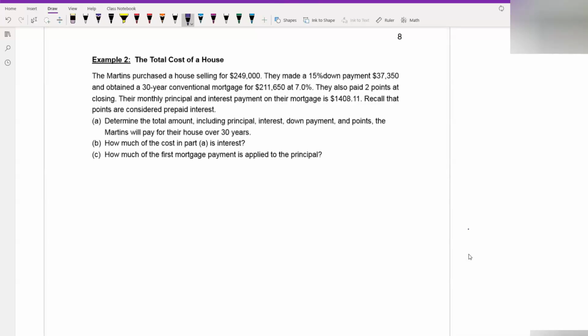So here on the spot we have they purchased house selling for $249,000. They made 15% down payment, and that was $37,350, and obtained a 30-year conventional mortgage for $211,650 at 7%. They also paid 2 points at closing. The monthly principal interest payment on their mortgage is $1,408.11.